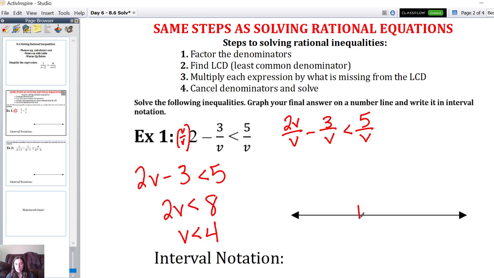So if we were to look at this on a graph, maybe here's 0 and here's 4. Since it's strictly less than, not less than or equal to, we have an open circle at 4, and we want everything that is smaller than that value because we're getting less than 4. As an interval, our arrow is pointing to the left, so we're starting at negative infinity, and then we get up to 4. It's an open circle, so we're using parentheses.